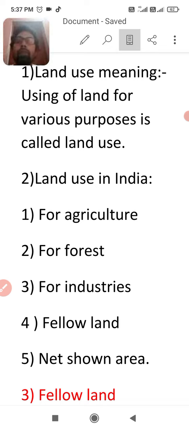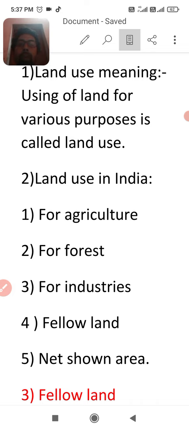Now, the first point of today: land use meaning. Using land for various purposes is called land use. Second point, land use in India. So how is land used in India for various purposes, we are going to read about in the second point.